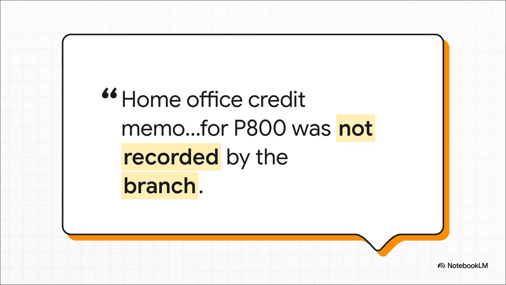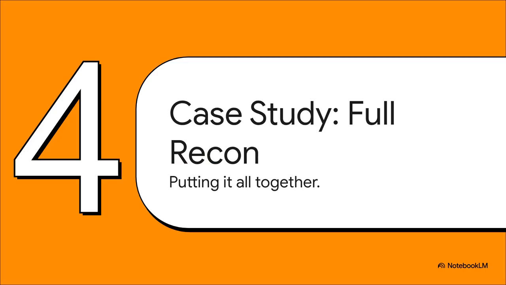The easiest way to think about this is the home office is basically telling the branch, hey, good news, you owe us 800 pesos less than you thought. The home office already recorded this, but the branch hasn't, so its home office current account is too high. To fix it, the branch needs to reduce that account. And since it has a normal credit balance, you reduce it with a debit. Simple.